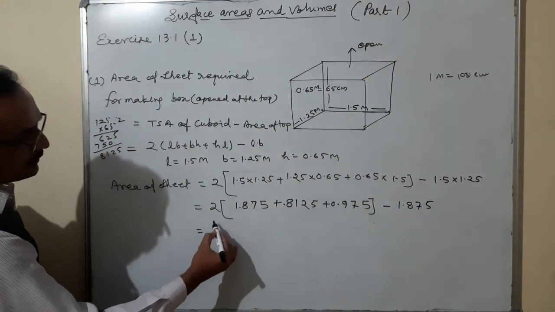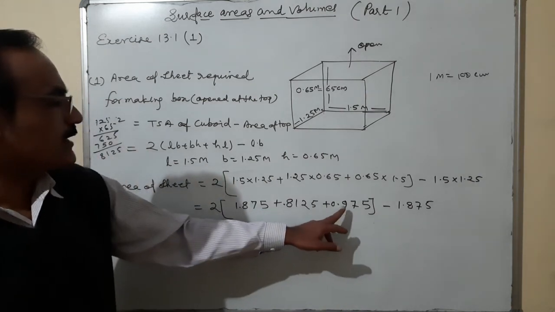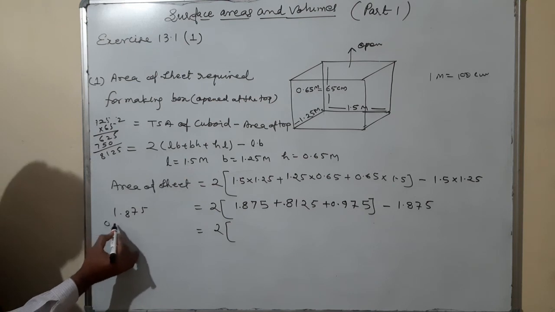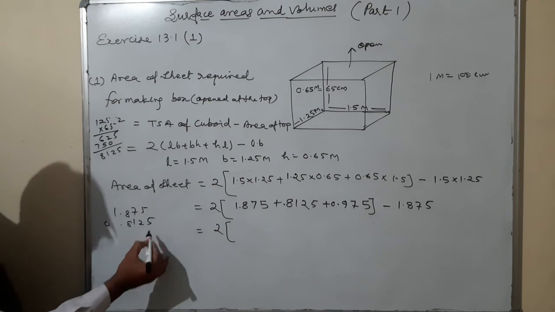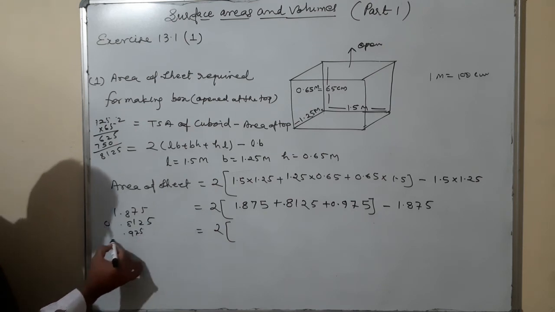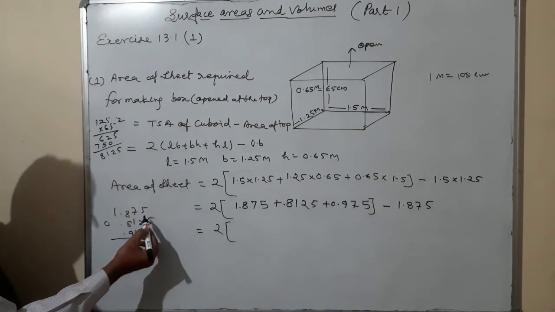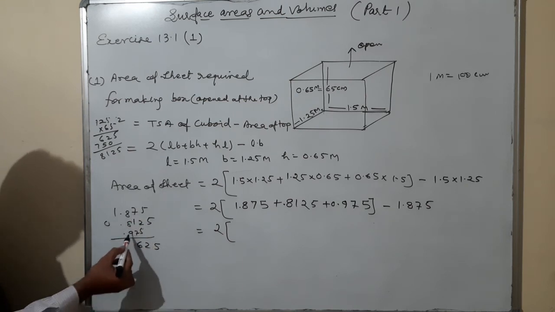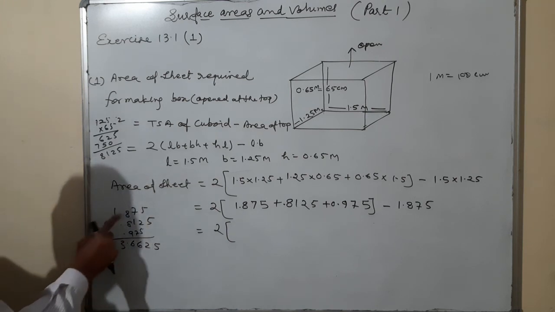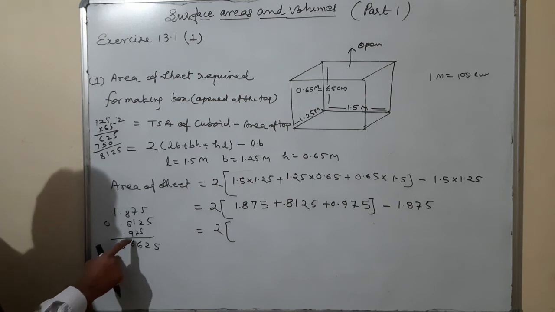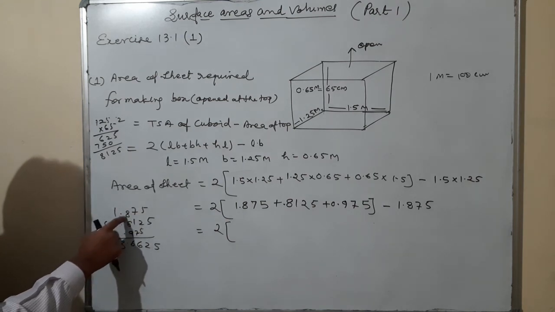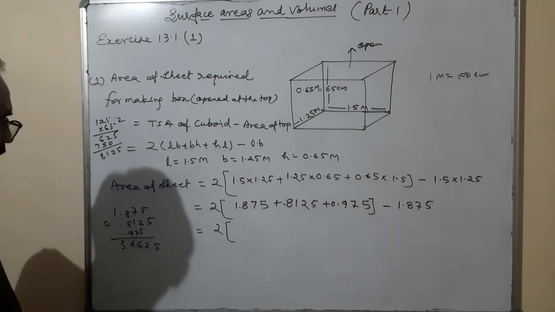Okay. Now what should be done? The 2 stays as it is. We are going to add these terms: 1.875, 0.8125 and 0.975, keeping the decimals aligned. Adding gives 3.6625.